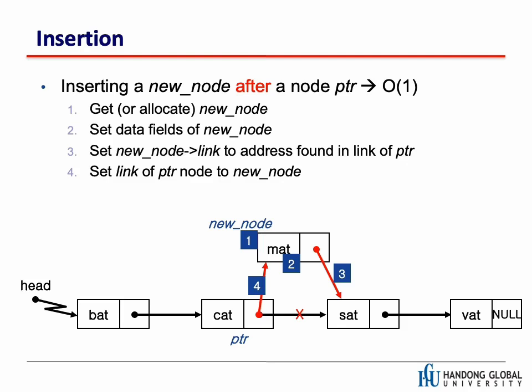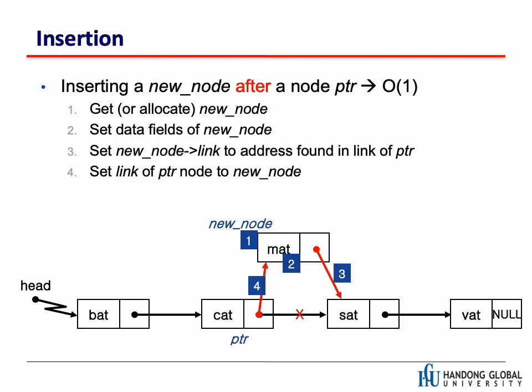First, we will insert a new node after a node ptr. Let's assume that the ptr is pointing to some node. We can find cat from this linked list, and then we want to insert a new node right after the cat node and right before the set node. So the ptr is pointing to cat in this graph, and we want to insert mat right after cat. Then we have a couple of steps here.